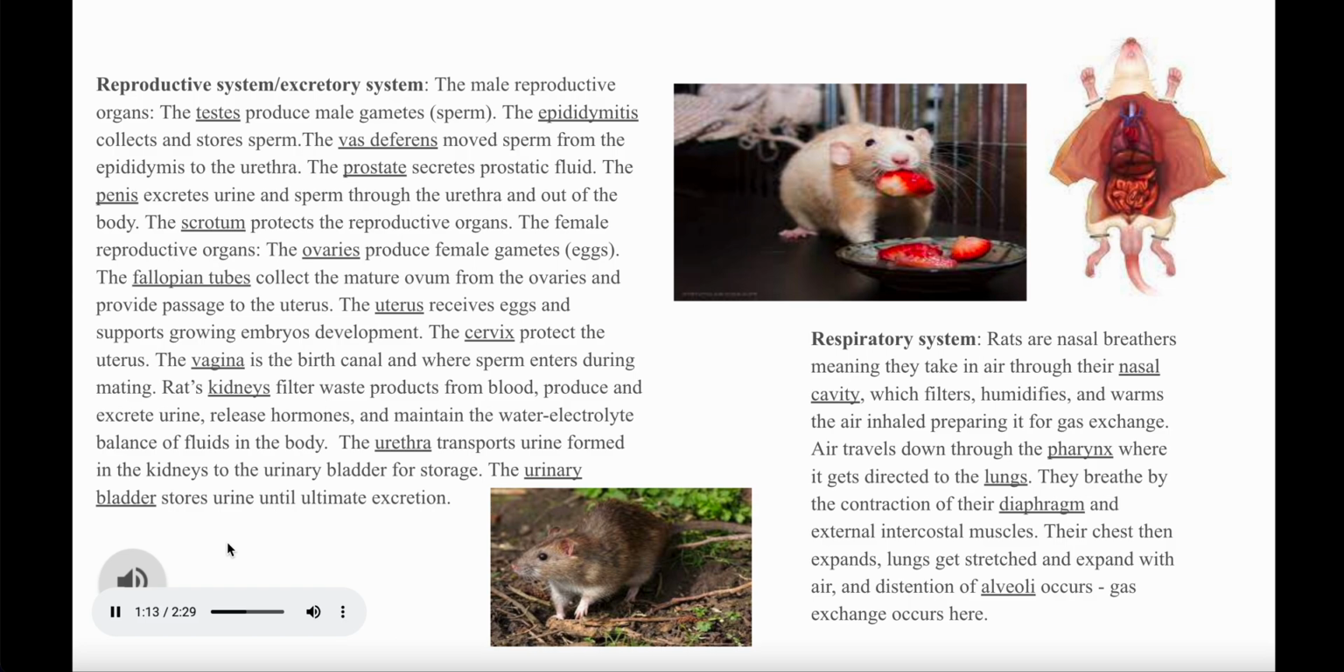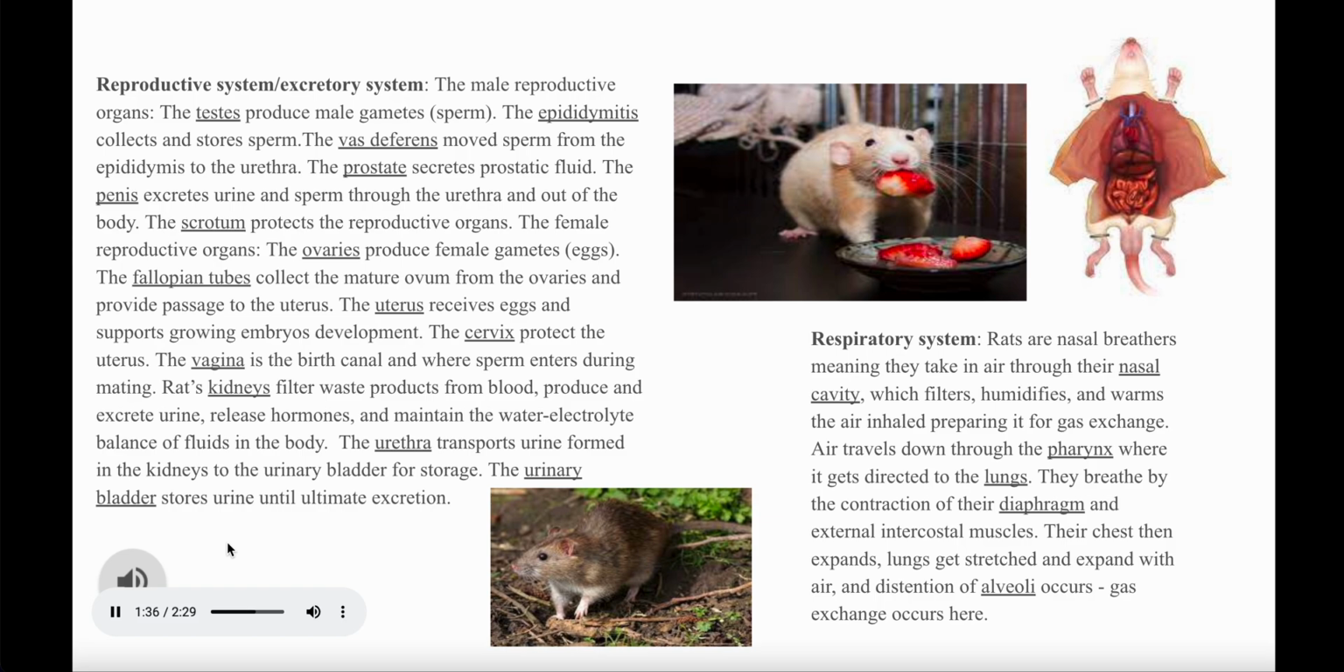So much like our reproductive systems is how the rats function, because they are also mammals and will go through the same process and have the same organs within them. And in their excretory system, the rats have kidneys, which filter waste products from blood and produce and excrete urine, release hormones, and maintain the water and electrolyte balance of fluids within their bodies.